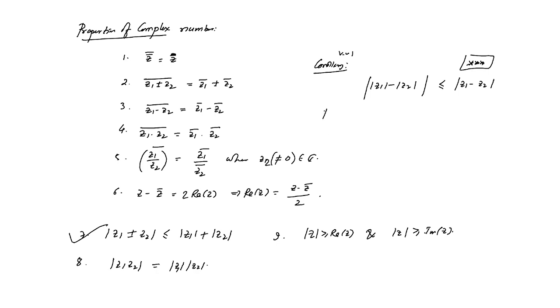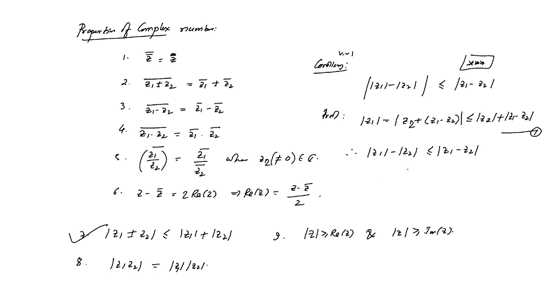This result is very, very important, and you will prove it very easily. How will you prove it? Just think about the proof. Consider mod Z1 equals mod of Z2 plus Z1 minus Z2. It is obviously less than or equal to mod of Z2 plus mod of Z1 minus Z2. Take this as 1. Therefore, mod Z1 minus mod Z2 is less than or equal to mod of Z1 minus Z2. Take this as 2.